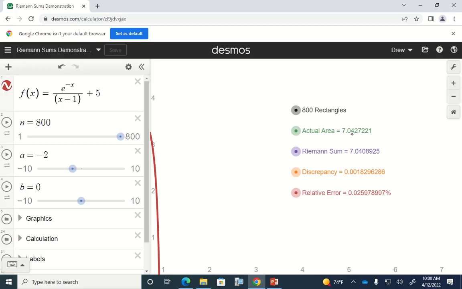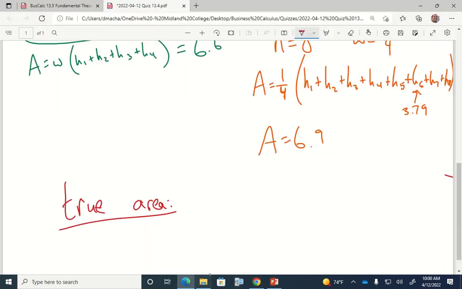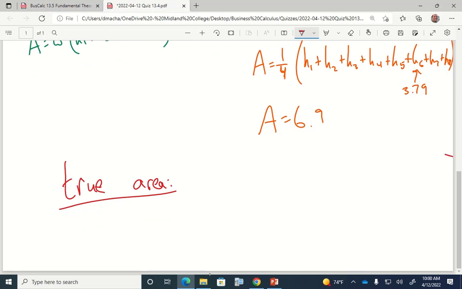Anyways, this relative error between the Riemann sum and the actual area goes to 0 as n approaches infinity. And if we are actually taking the limit as the number of rectangles goes to infinity, or you could say taking the limit as the width of the rectangles goes to 0, we would write it like this. We would write the definite integral between -2 and 0 of my function is 7.04-ish.